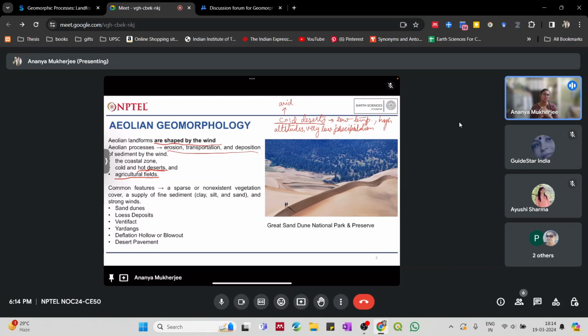But mostly for ease of understanding, and also because we know that hot deserts are the areas where we have more sand and silt sediment supply, we will be seeing all the different kinds of geomorphic landforms that are created by winds in hot deserts.